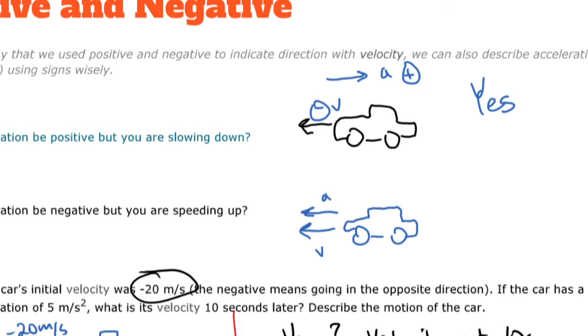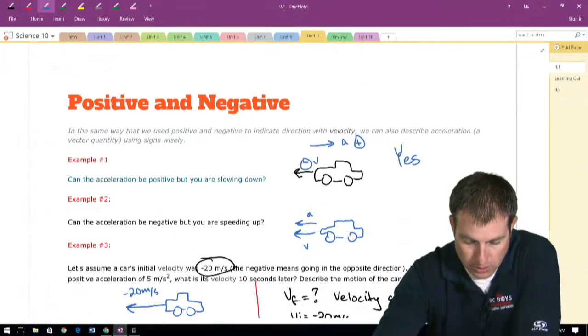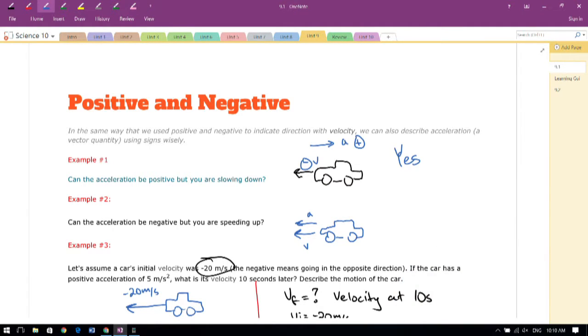In example number 3, let's assume a car's initial velocity was negative 20, just means it's going backwards. If the car has a positive acceleration of 5, what's the velocity 10 seconds later?